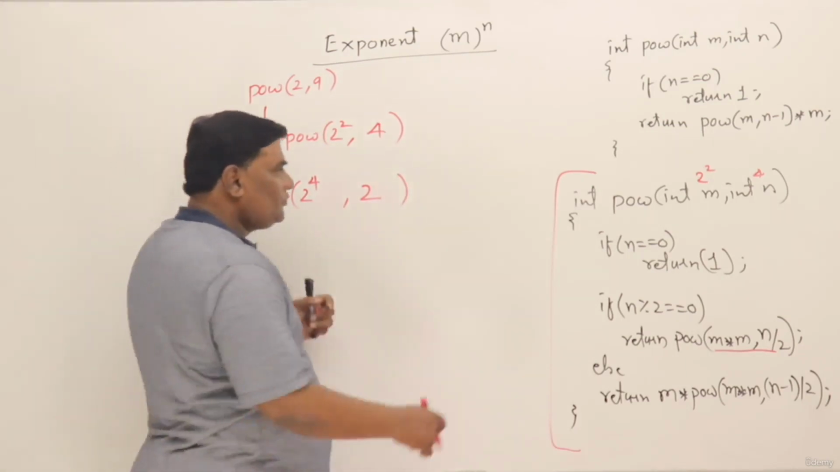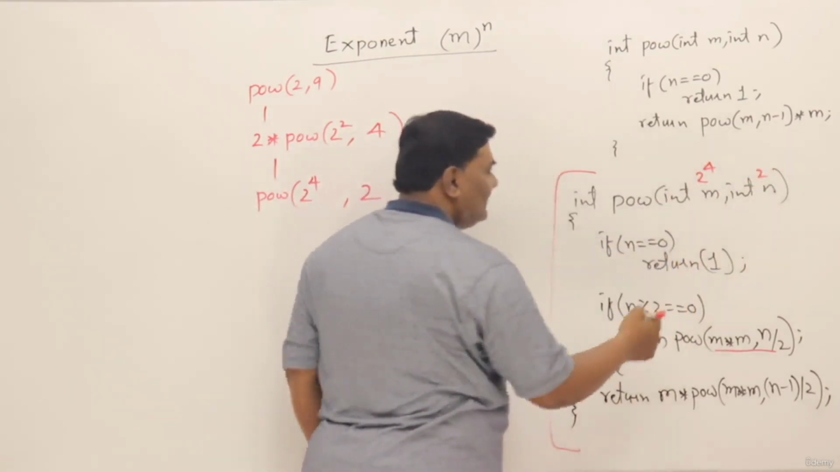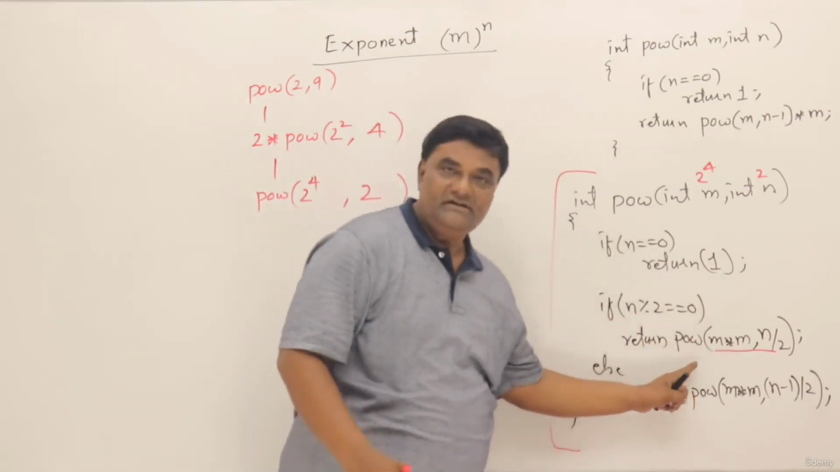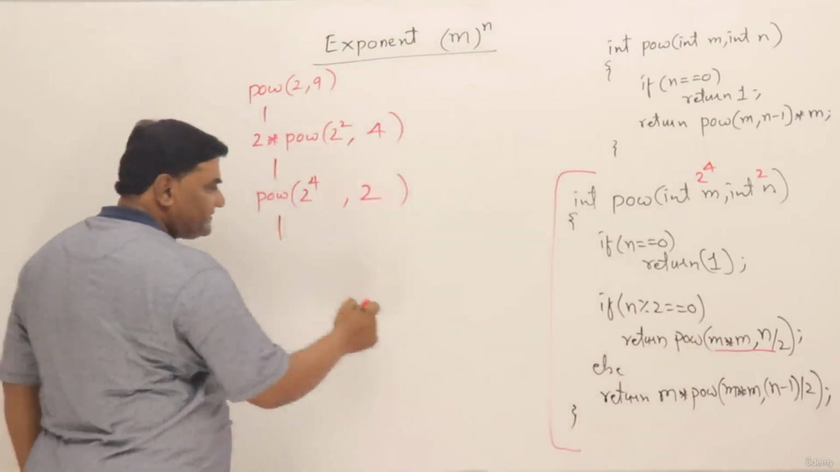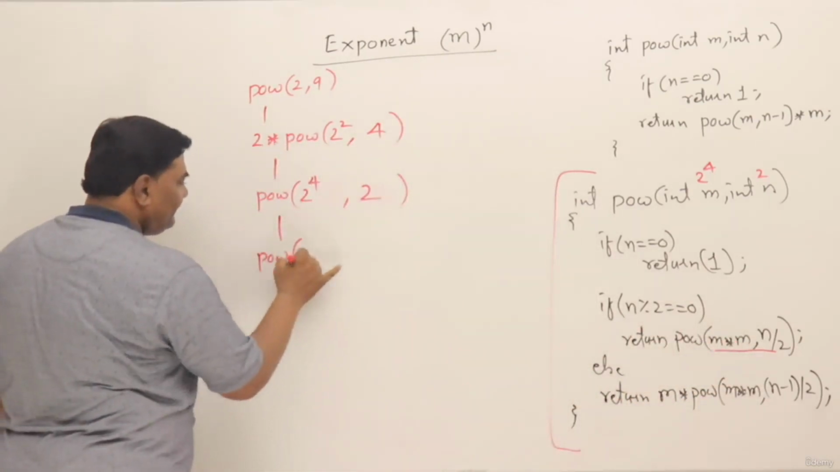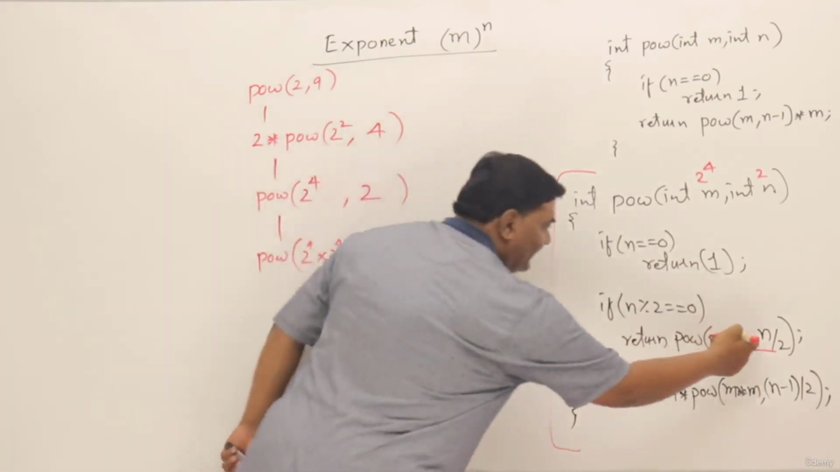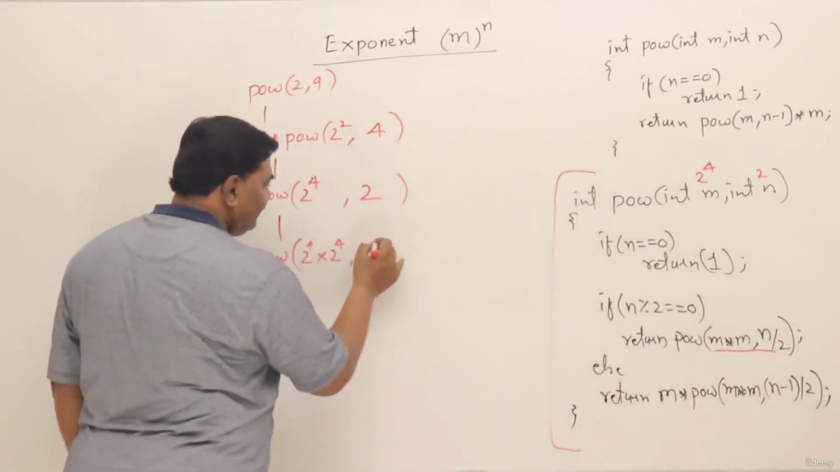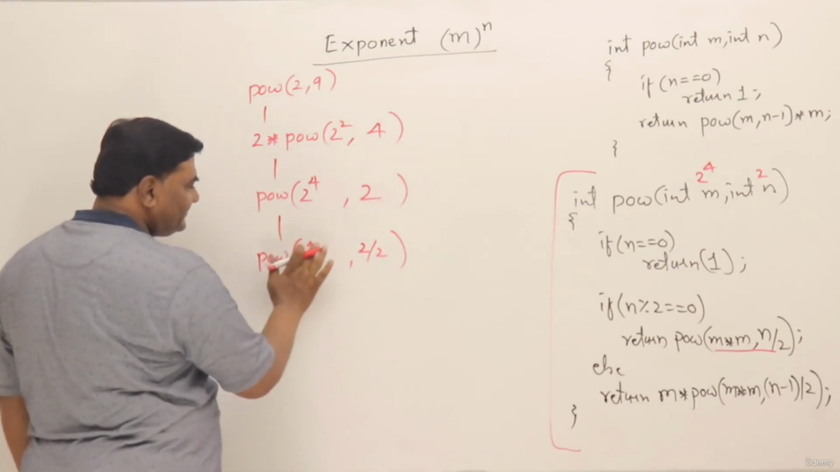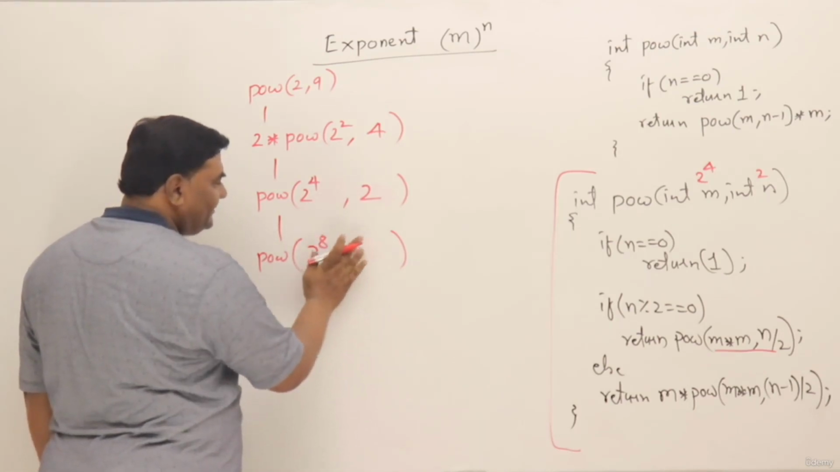Then let us continue. 2 power 4 and this is 2. 2 is not 0 and 2 is even. So it will enter into this part. So next call, that is m into m, power of 2 power 4 into 2 power 4, comma n by 2. So this is 2 divided by 2. So I will rewrite this one. So this becomes 2 power 8 and 2 by 2 is 1.